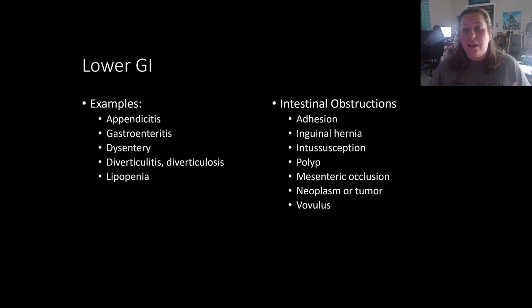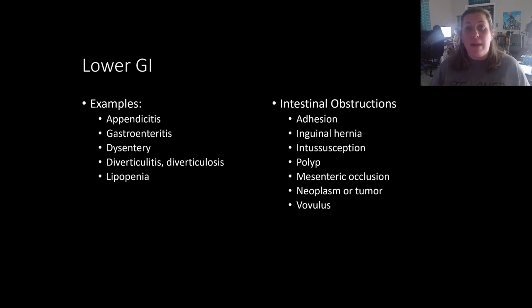We also have the mesenteric occlusion, and this is going to be where there is an actual stop of blood flow to the mesentery, which is the netting that holds all of your small intestines together. And this can be very painful, and it can be life-threatening because it can cause the bowels to start to die if they are not getting the blood flow that they need.